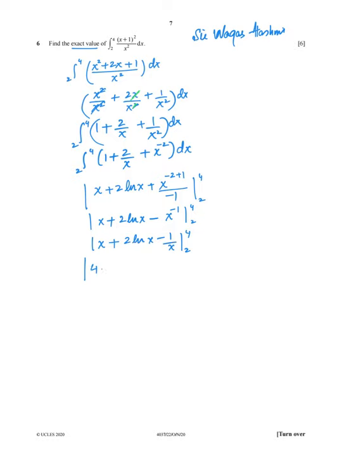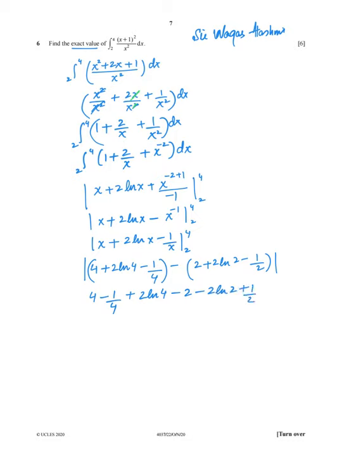So the upper limit is 4 plus 2 ln 4 minus 1 upon 4, that is my upper limit, minus the lower limit, which is what? 2 plus 2 ln 2 minus 1 upon 2. Further I can simplify it: 4 minus 1 upon 4 plus 2 ln 4 minus 2 ln 2 and plus 1 upon 2. Alright, now we need to simplify it. So I will write all the numbers on the same side. So it's 4 minus 1 upon 4 minus 2 plus 1 upon 2, and the ln terms are together. So it's 2 ln 4, so 4 means what? It's 2 square, right? And it's minus 2 ln 2.